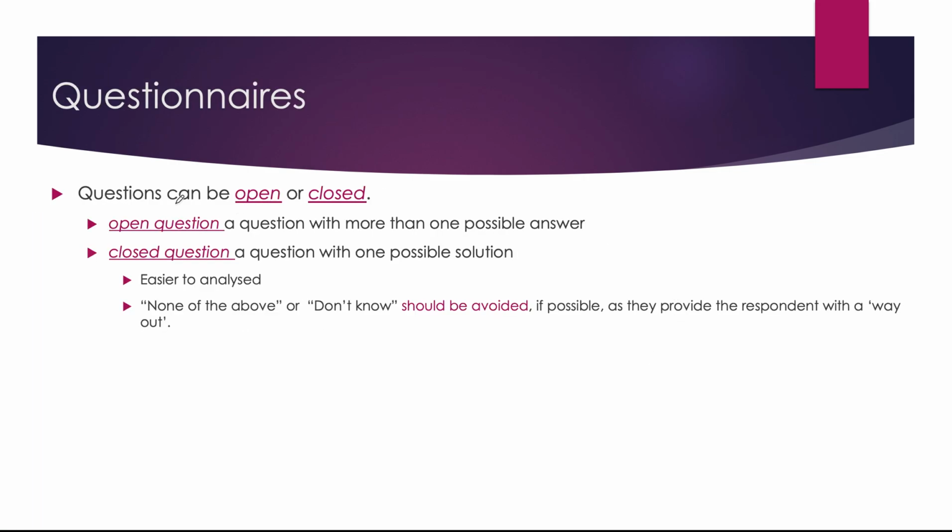Questionnaires. Questionnaires have questions, of course, that can be open or closed questions. An open question is a question with more than one possible answer, and a closed question is a question with one possible solution, okay? Closed questions are easier to analyze. So when we're doing a survey, we always try to have closed questions. In fact, only closed questions should go in a survey. Here there's a tip that says none of the above or don't know should be avoided because it gives the respondent a way out.